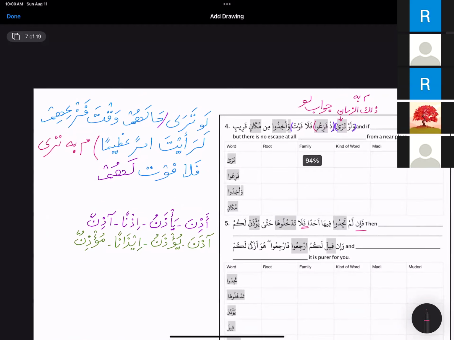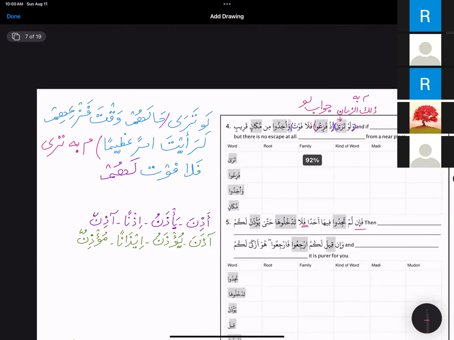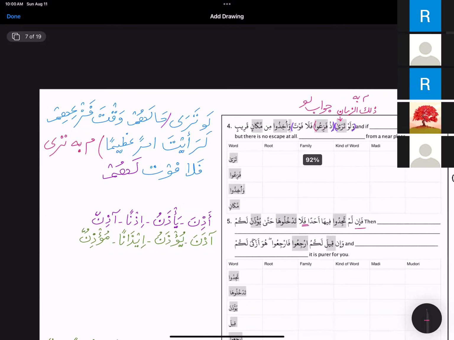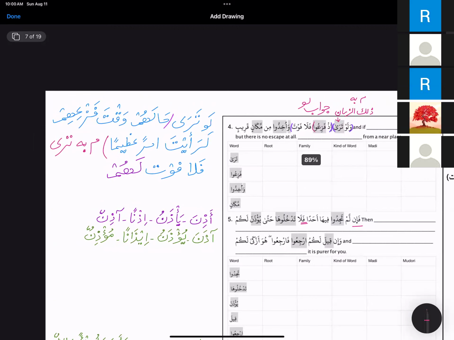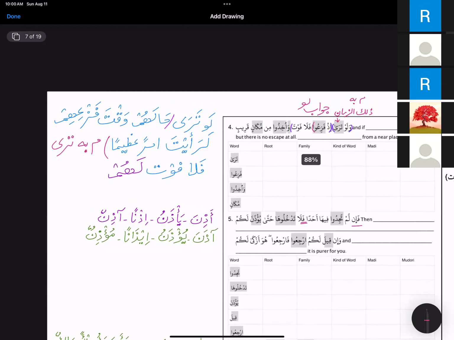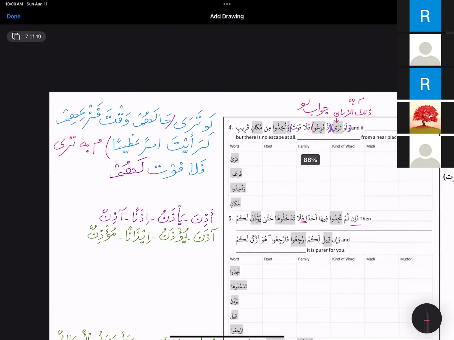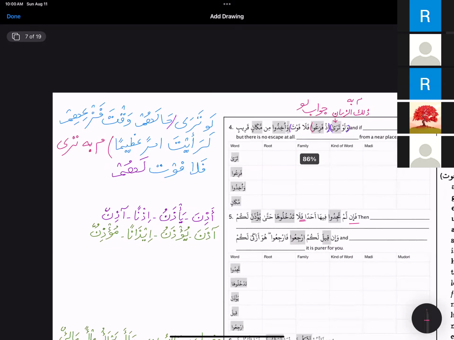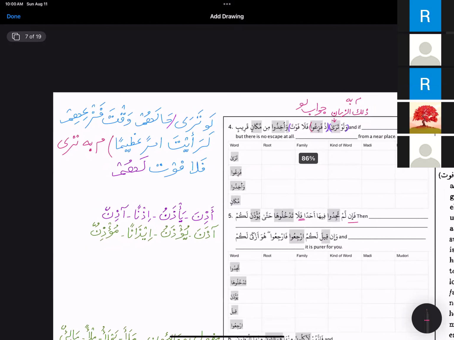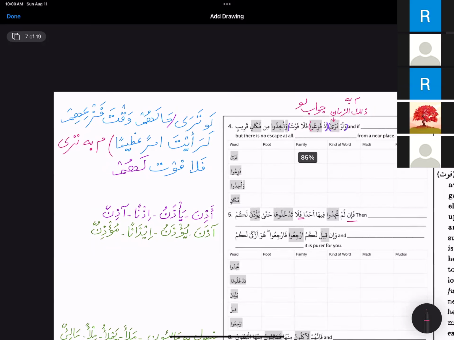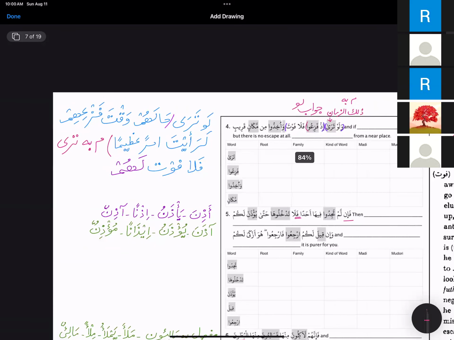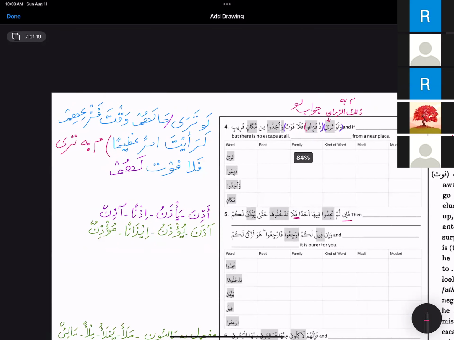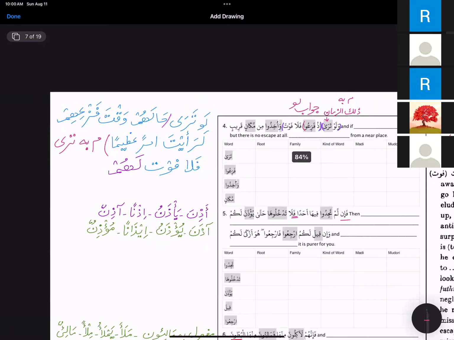So if you had seen that scene, right? Over here it says "law tara idh fazi'u": had you seen their state at the time of their terror, when they were terrorized? "La ra'aita amran azima": it is worth seeing their faces at that time. That was a big matter. So the whole thing is understood.